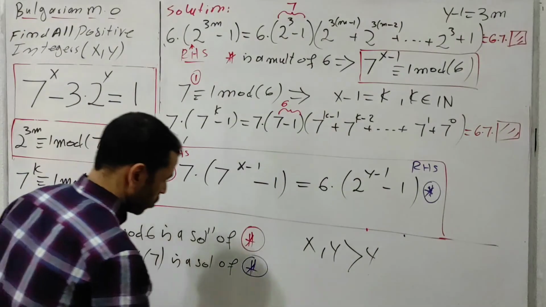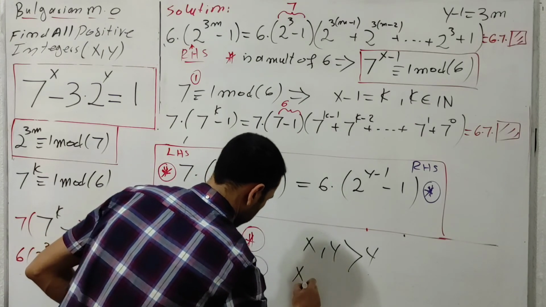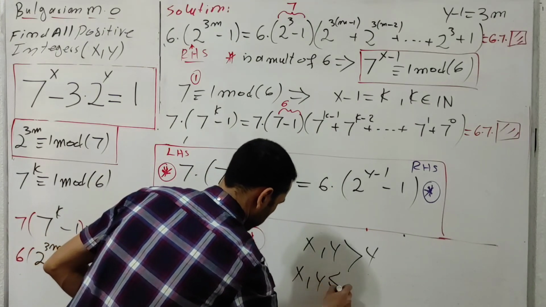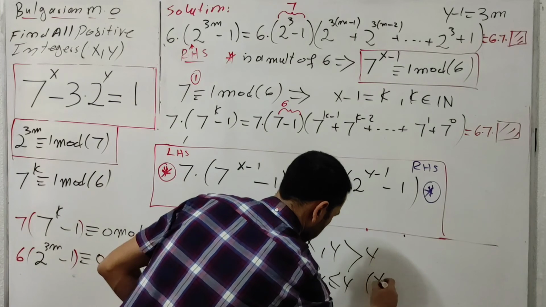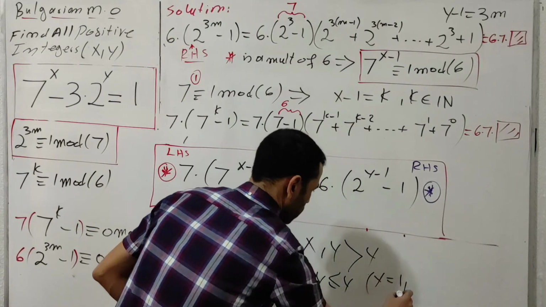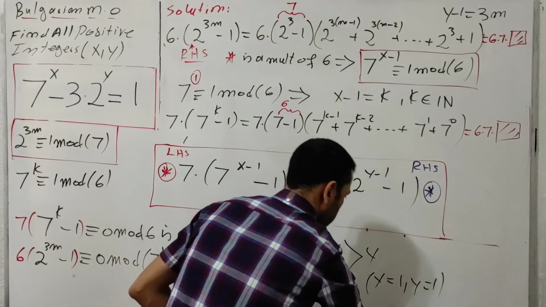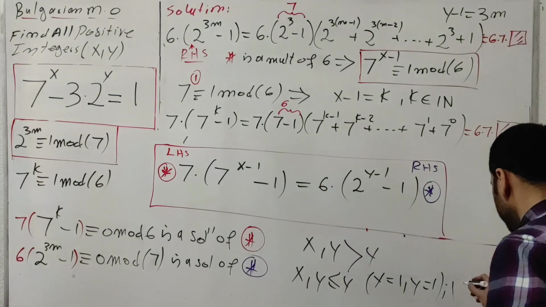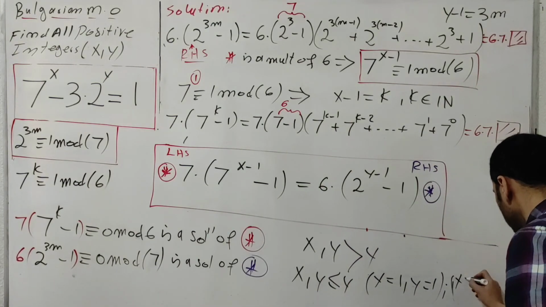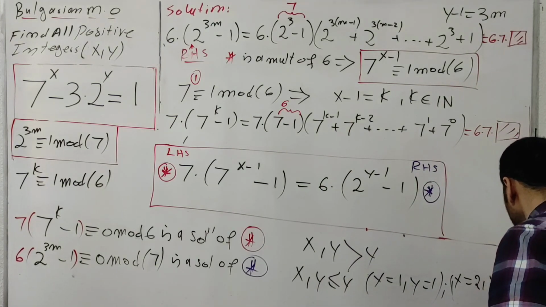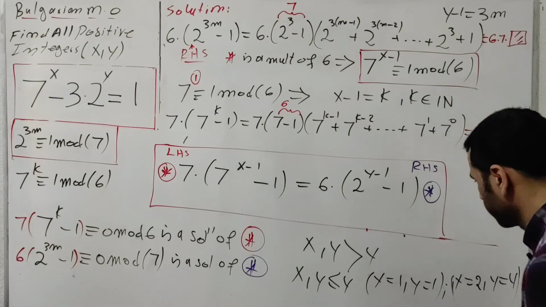So the only solutions that we found when x and y are less than or equal to 4: the first solution is x equals 1 and y equals 1. The second solution we found is x equals 2 and y equals 4. Okay, now we are done with this problem.